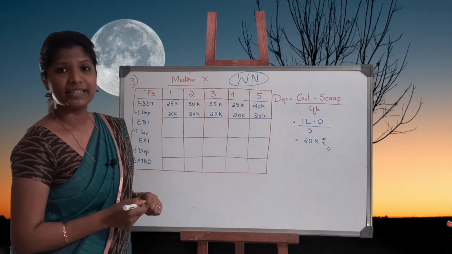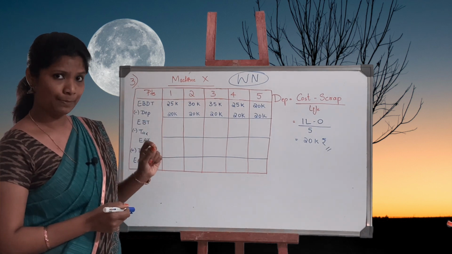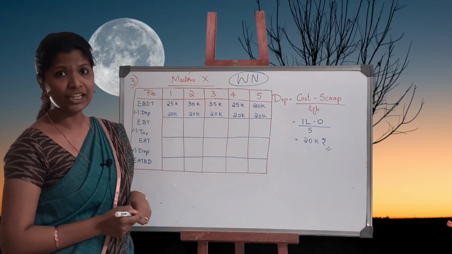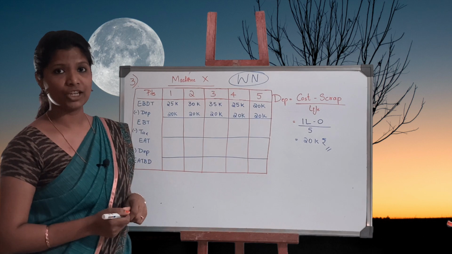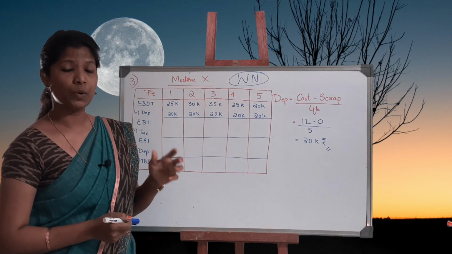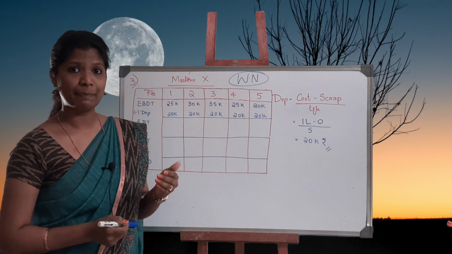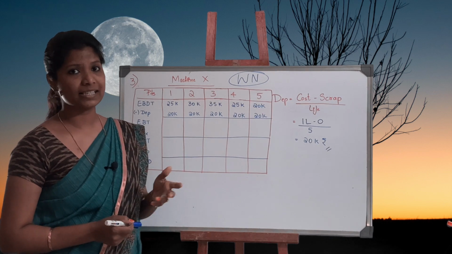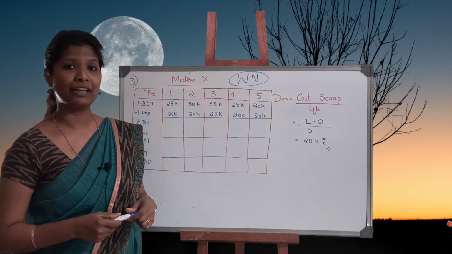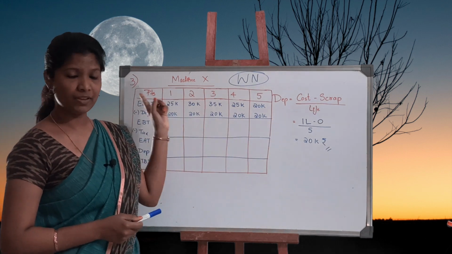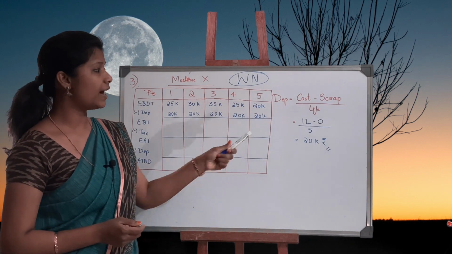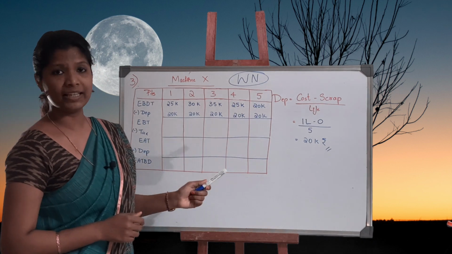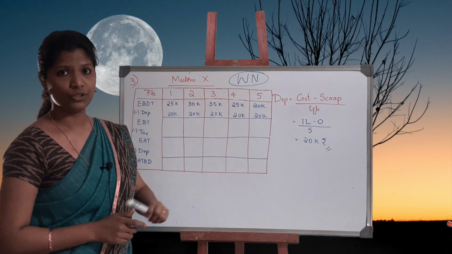So earnings before depreciation and tax, EBDT, are 25,000, 30,000, 35,000, 25,000 and 20,000. The question says find out the depreciation on straight line basis method. So what is the formula for depreciation? Cost minus scrap divided by life. The cost of the asset is given as 1 lakh rupees, minus scrap value, which is not given, so 0, divided by the life of the asset, which is 5 years, so divided by 5, we arrive at 20,000 rupees. So the depreciation for all the years of the asset's life is 20,000 each.